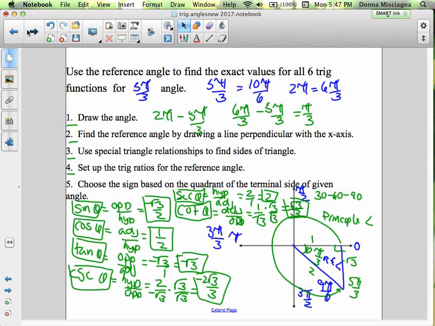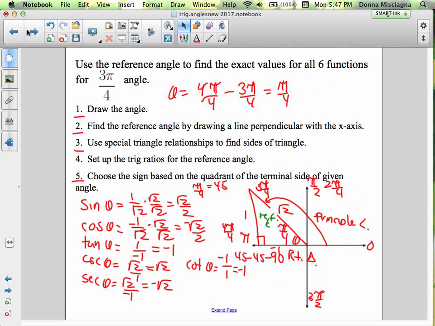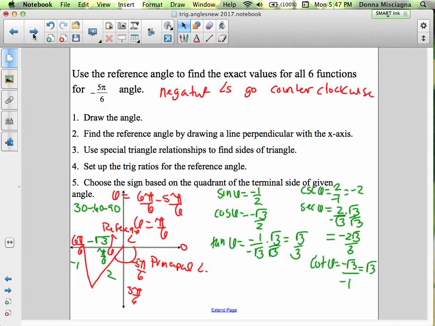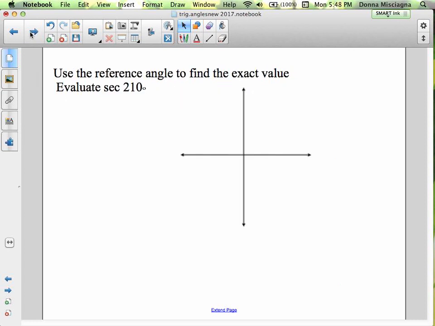Okay, moving on. We're going to do, I think I have 2 examples. We did that one already. And I think for the last two examples, we're just finding a single angle, so that should be pretty quick. We want to use a reference angle to find the exact value.